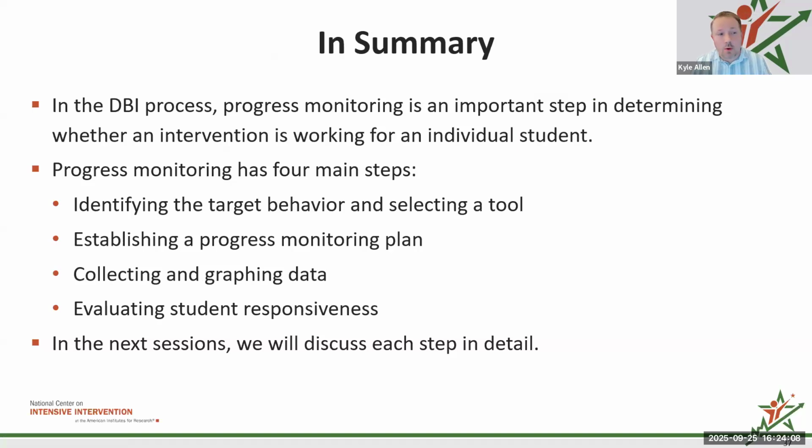Okay. So in summary, again, in the DBI process, progress monitoring is really, I think, one of the most crucial steps in determining whether an intervention is working or not. Okay, again, it determines the effectiveness of the instruction they're receiving. Progress monitoring has those four main steps, right? We highlighted them. We'll talk about them in greater detail in the workshops, but it's identifying the target behavior, selecting that tool, establishing that plan. We then are going to collect and graph the data, and then we're going to use all of that to evaluate the student responsiveness. Okay.